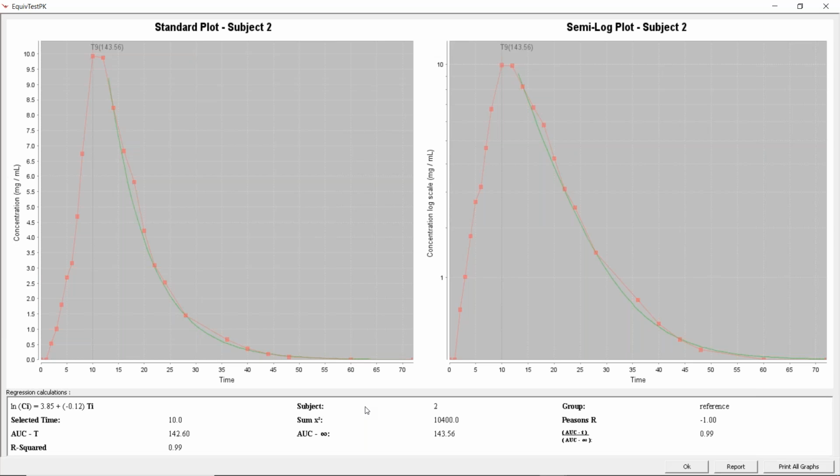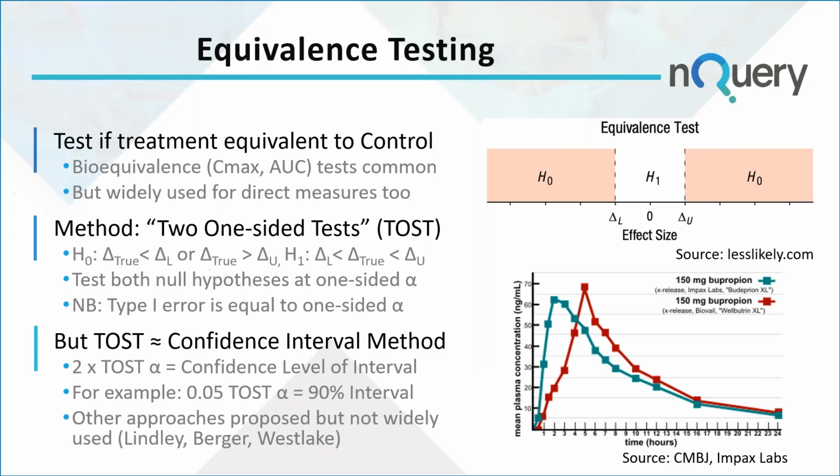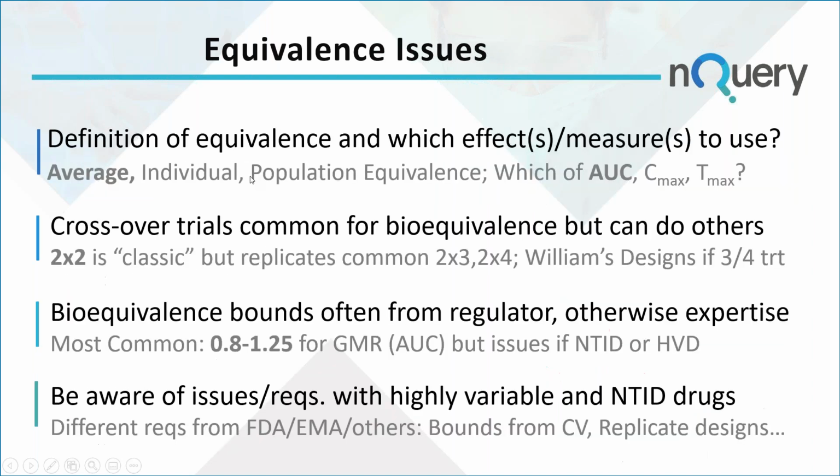And there are other measurements such as Tmax, the time it takes to get to Cmax. But I think these are probably the two major ones. And if you're doing a sample size calculation, those are basically what you're going to be powering for.